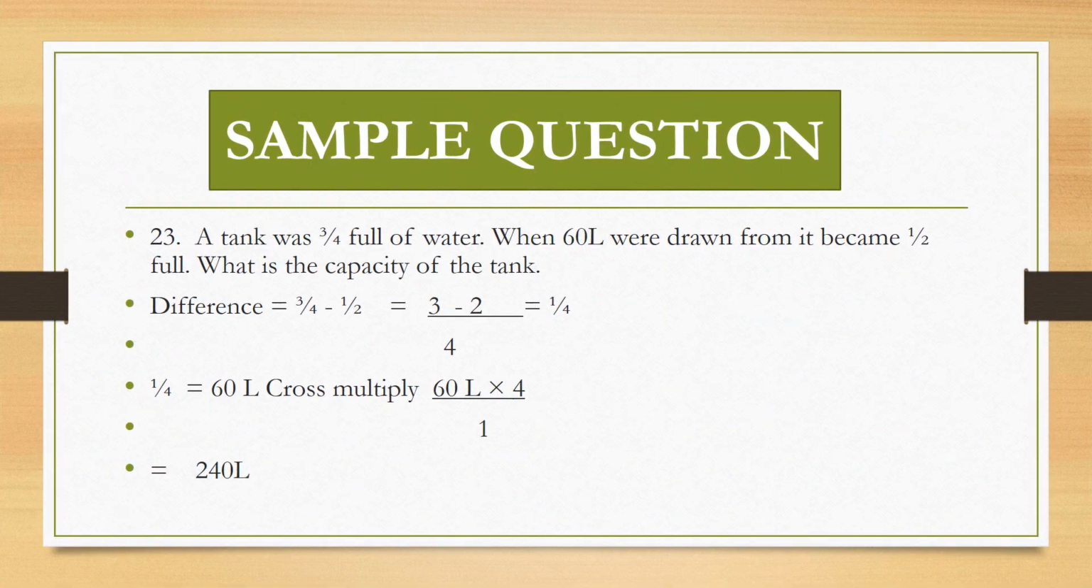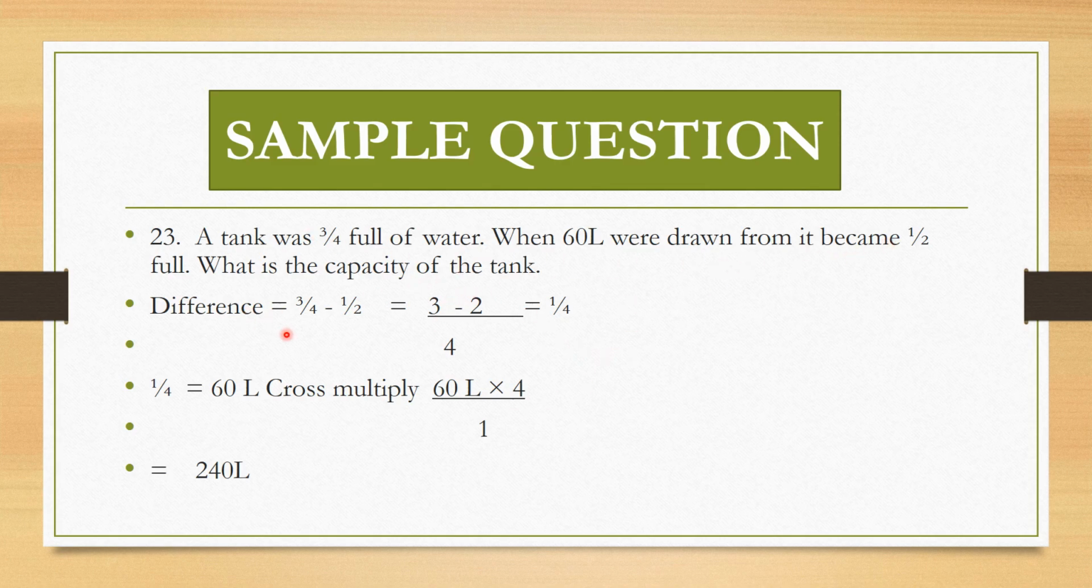Another question: a tank was 3/4 full of water. When 60 liters were drawn from it, it became half full. Then what is the capacity of the tank? The only thing you're supposed to do here is find the difference. Remember that the tank was 3/4 full. Now the tank is half full. So what fraction of the water in the tank was drawn? You need to subtract. Even if they say added, you need to find the difference in these two fractions.